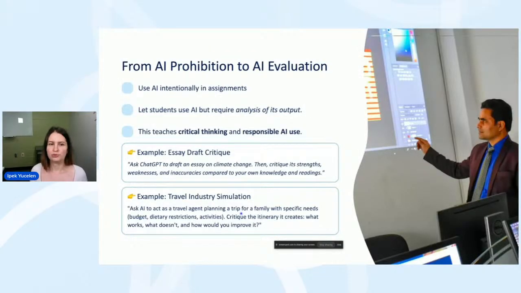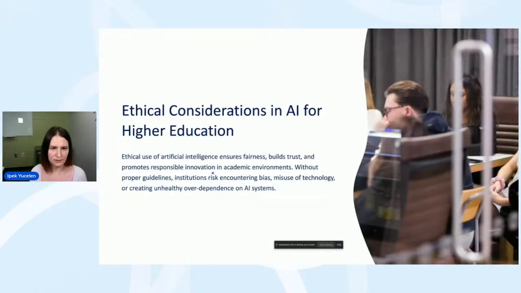If you are going to require them to actually use AI, like I did, you can tell them to analyze the output, as I said. One example I'm going to give here: ask ChatGPT to write an essay on climate change, then critique its strengths, weaknesses, and inaccuracies compared to your own knowledge and readings. This is also going to help with their critical thinking skills that might be affected by over-reliance on AI.